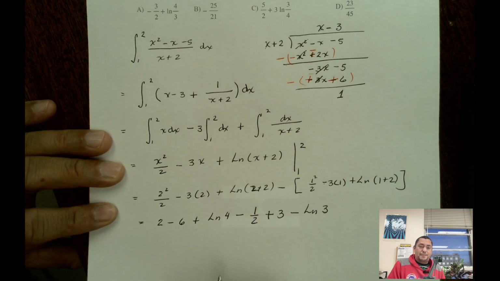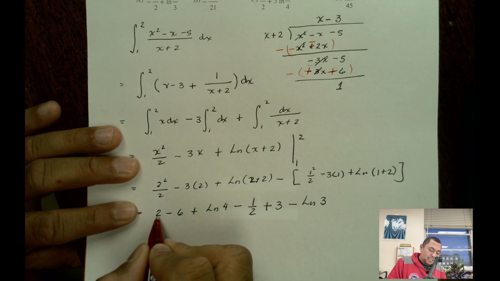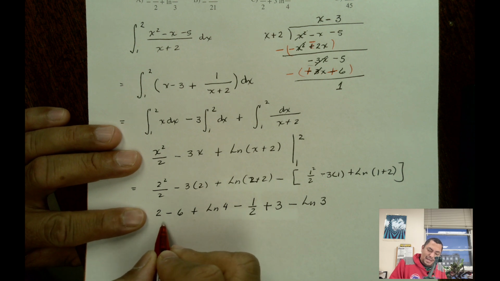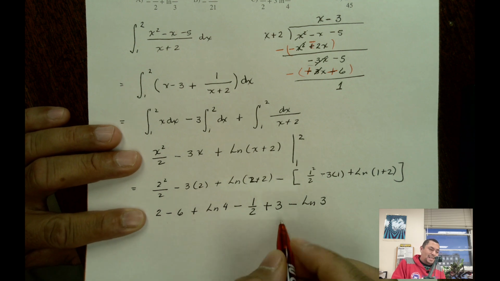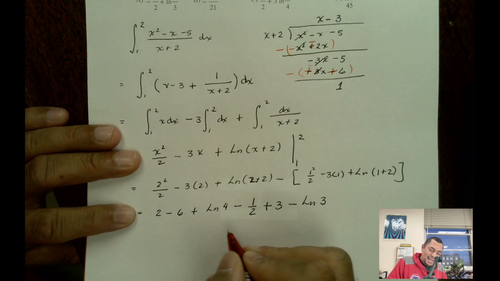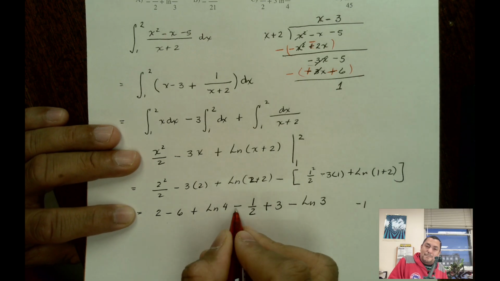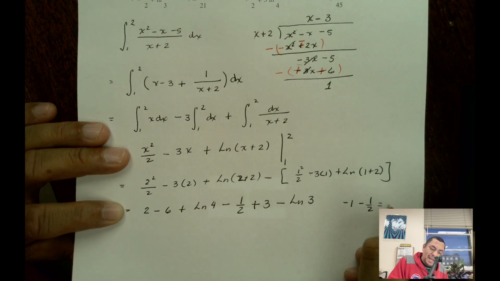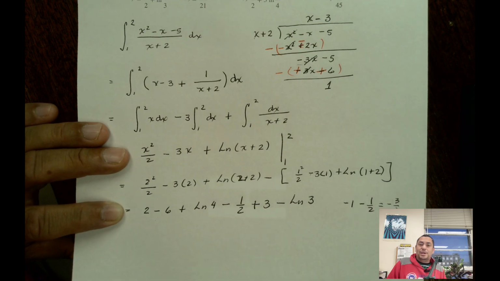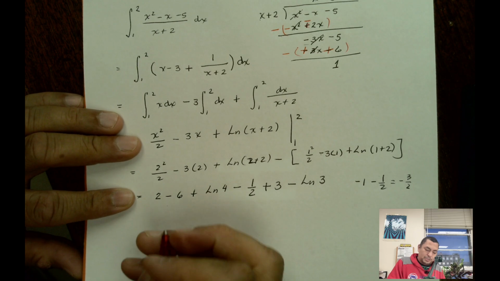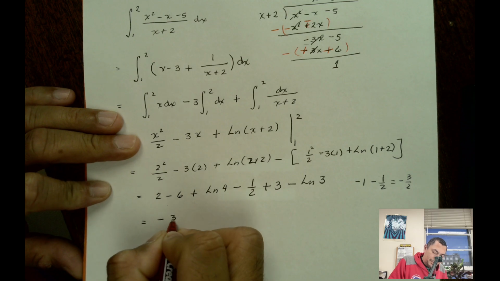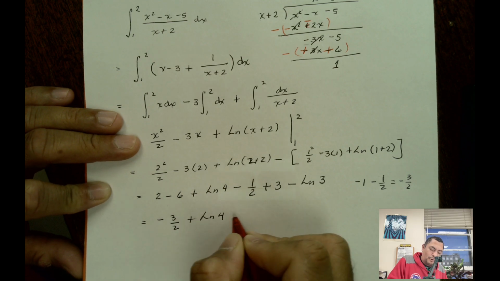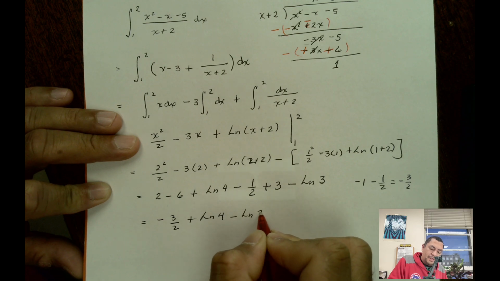Okay, let's continue simplifying. This is a simplification game. 2 minus 6 is negative 4. Then negative 4 plus 3 is negative 1. Now negative 1 minus 1/2 equals negative 3 over 2. So we have negative 3 over 2 plus ln 4 minus ln 3.